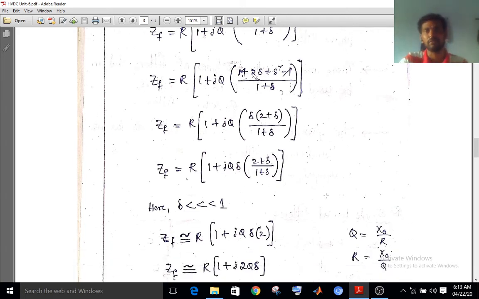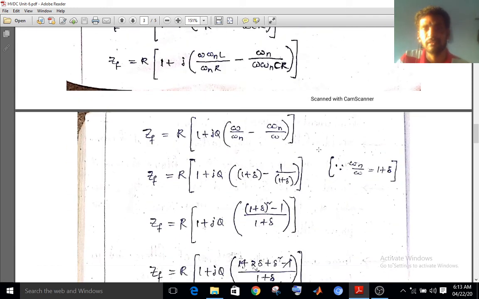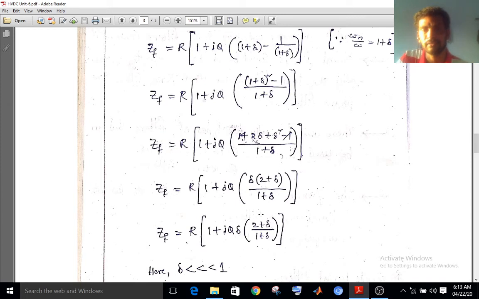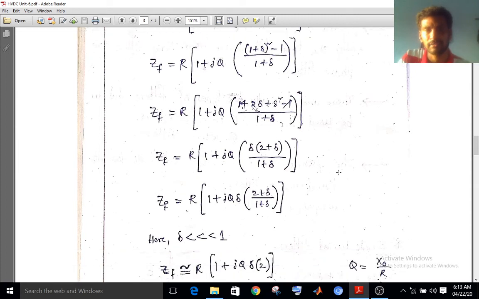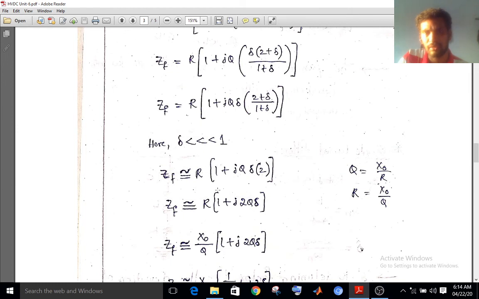So Zf is equal to r into 1 plus jQ into delta into (2 plus delta) by (1 plus delta). What I am doing here is I would like to replace these L and C terms, because the L and C may vary. That's why I am removing the L and C components from my equation. If delta is very small, then I can write Zf is equal to r into 1 plus jQ into delta into 2, because this delta is very small, I am neglecting this term. So Zf is equal to r into 1 plus j 2Q delta.